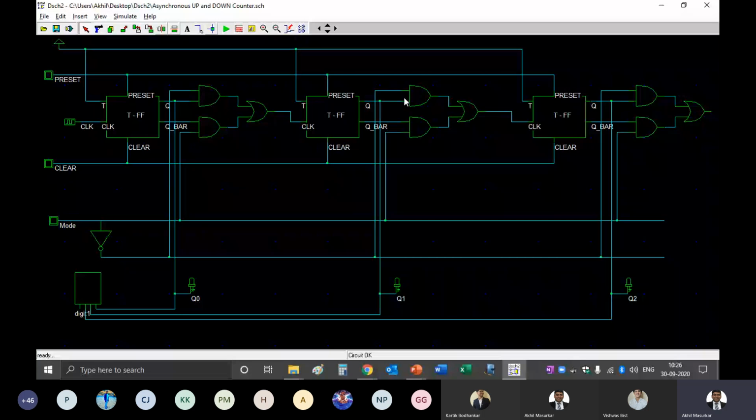So those of you who are doing this on a computer can also consider drawing this on DSCH itself instead of writing in your notebook. The problem is if you write in your notebook, you cannot simulate it. You have to again draw it to simulate it.